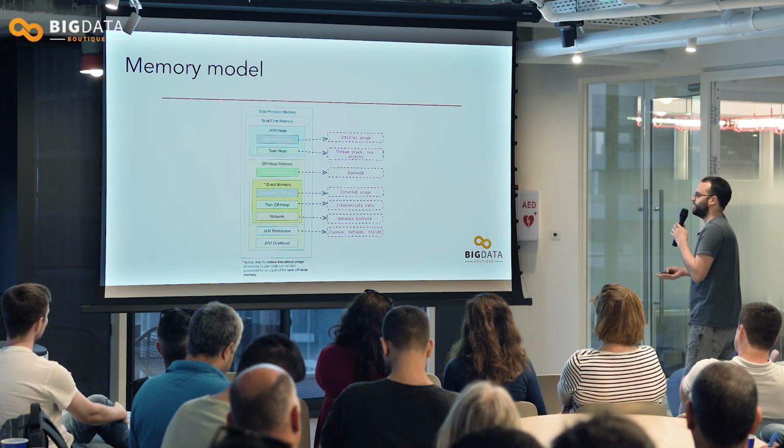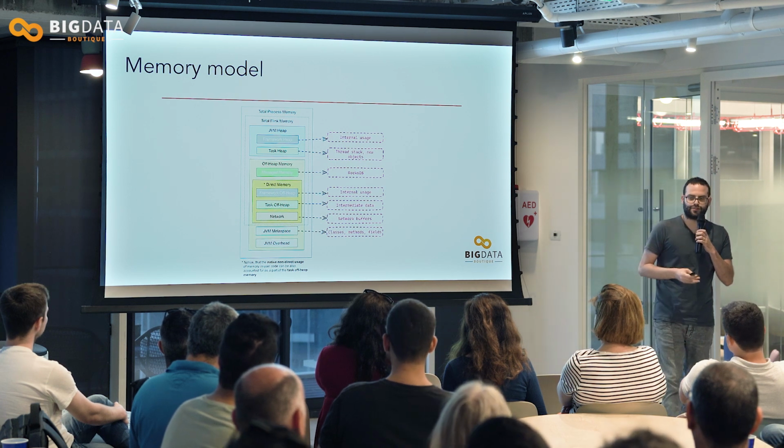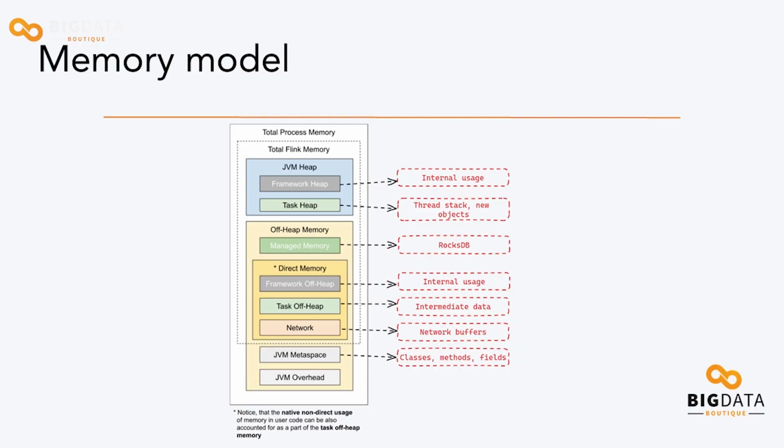And the next thing, when you're thinking about your task manager, is the memory model. The Flink memory model, we usually define at the process level, and then we give a fraction of that process memory to the rest of the components. So Flink uses both on-heap and off-heap memory. On-heap is mostly used for the internal usage of the framework, and then the user space, the user code. So the thread stack, new objects, everything there usually happens on the heap.